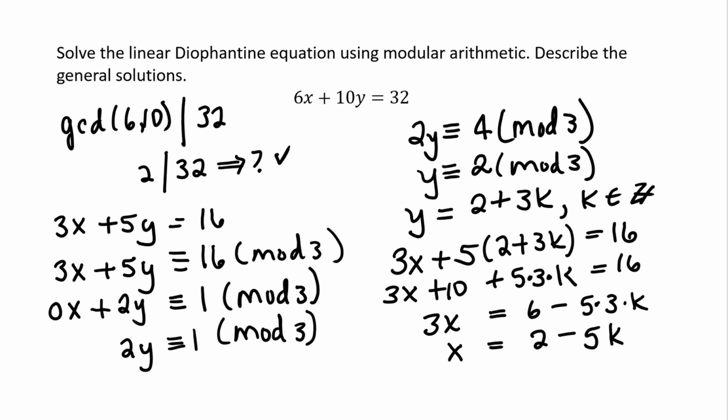And so for my Diophantine equation, the general solutions are x equals 2 minus 5k, and y equals 2 plus 3k. I encourage you to plug those in and make sure that you get the right answer.